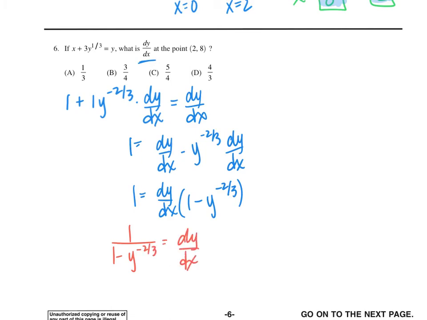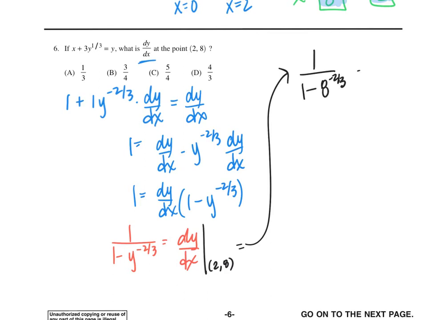And they said, great, now evaluate that at the point 2, 8. Well, I don't have any x values, so I do need to plug in my 8 to my y coordinate here. This one's a little algebra heavy. We've got 1 over 1 minus 8 to the -2/3 is my dy dx. If you're struggling with that negative exponent, don't forget that just means that we've got 1 over 8 to the positive 2/3.